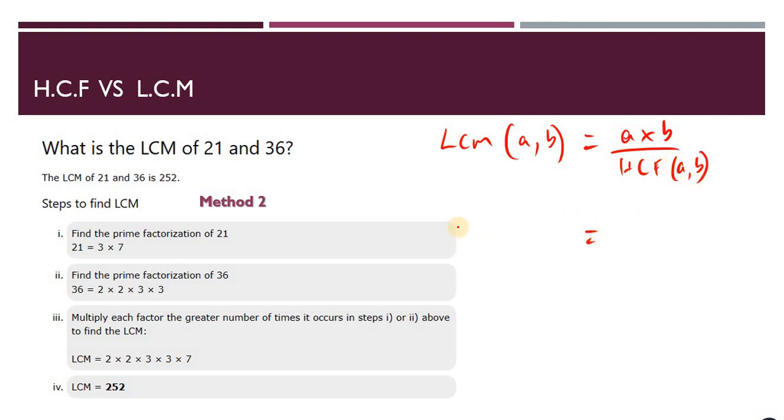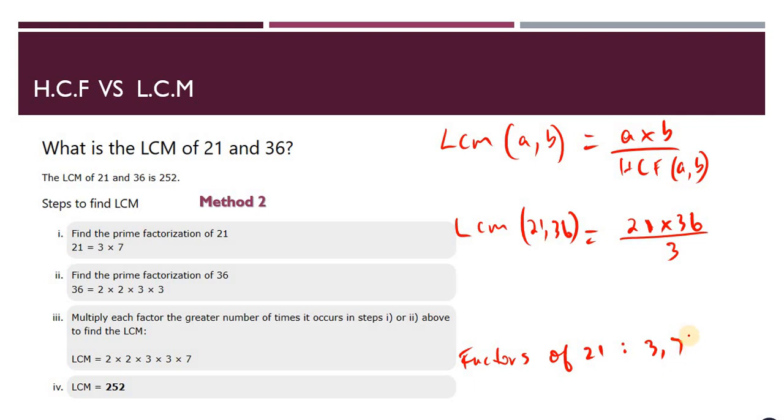So the LCM of 21 and 36 can be found by multiplying 21 by 36. A little complicated multiplying, but check this out. When we find the highest common factor of 21 and 36, the highest common factor is 3. 3 is the highest number that can enter 21 and 36. Because if you look at the factors of 21, we have 3 and 7. We know that 7 cannot enter 36, right? But we know that 3 can enter 36. The 3 is the highest common factor of 21 and 36.